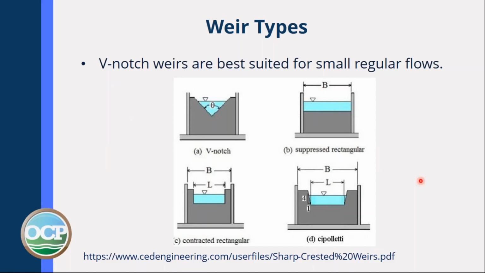So this looks at a few types of weirs. You can see here is a V-notch. Here are just straight plates. Here you see variations of the straight plates. V-notch weirs are probably better for small flows that are not going to change that much.